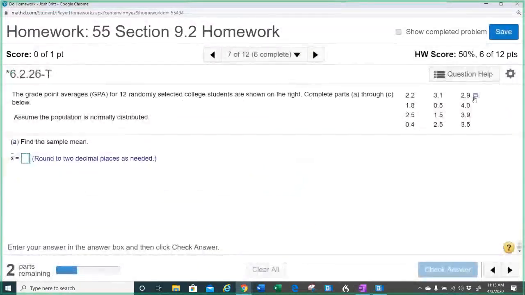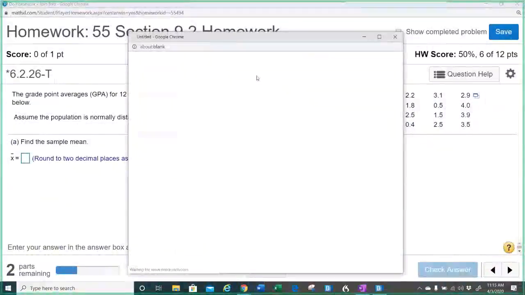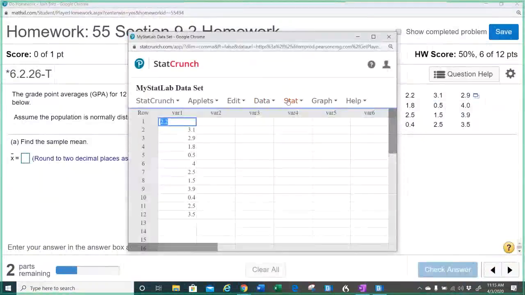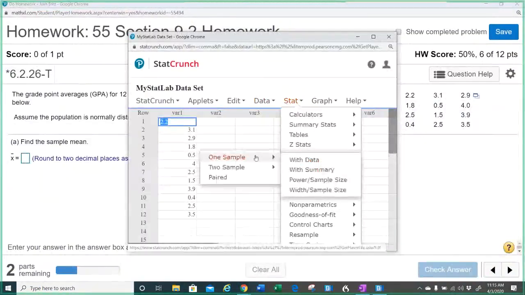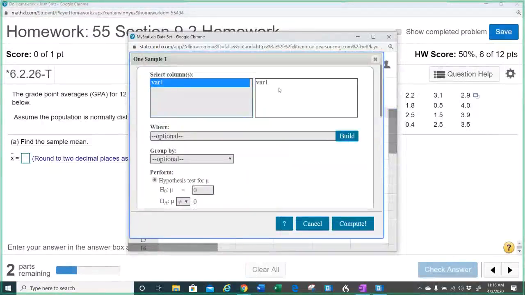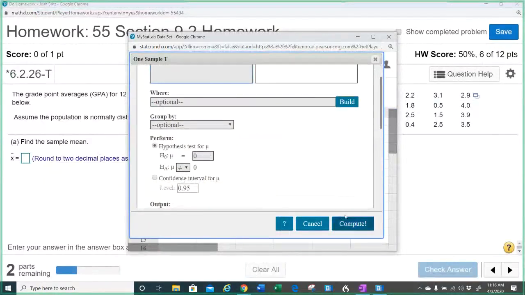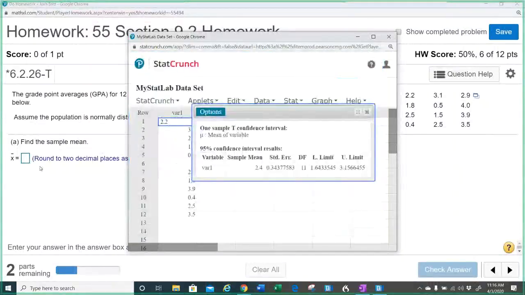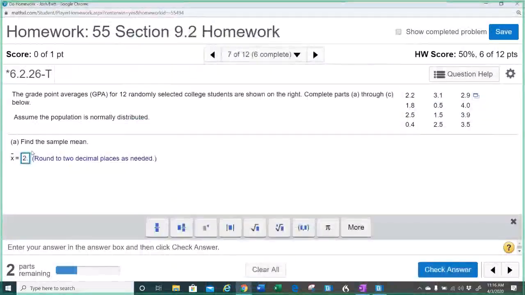Okay, so we've got another one with data. So T-stat, one sample, with data. Select your variable, and we want the sample mean, so we'll just leave that at 95 at this point. Sample mean is 2.4. That's your point estimate.